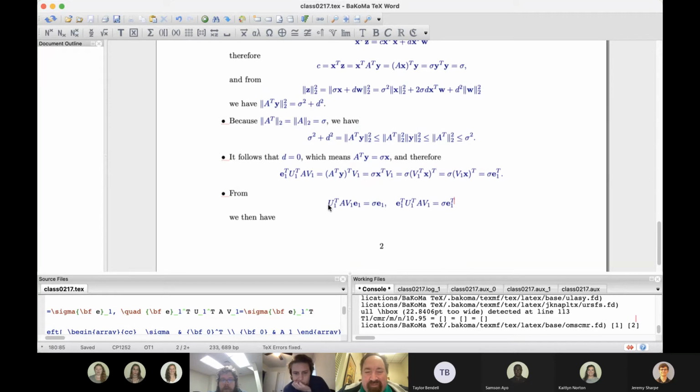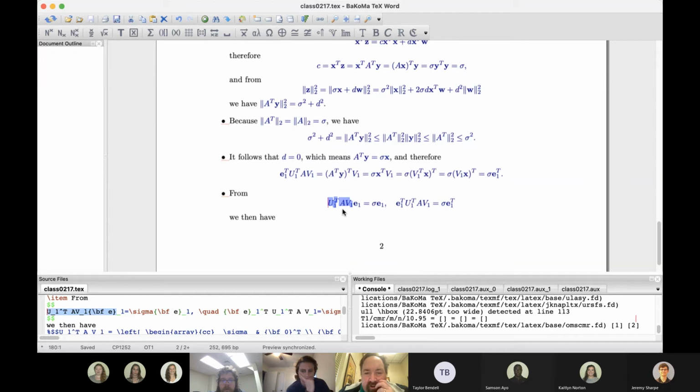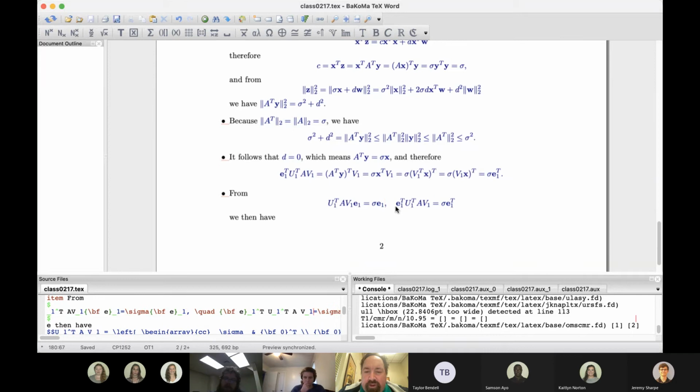So, we're interested in the structure of this matrix. And what we have just learned is that if I take this matrix, U1 transpose A V1, and take the first column, then that first column has a sigma in the first position, everything else 0. Now I take the same matrix, U1 transpose A V1, and by multiplying by E1 transpose on the left, I'm looking at the first row. The first row of this matrix also has sigma in the first position, and everything else in that row is 0.